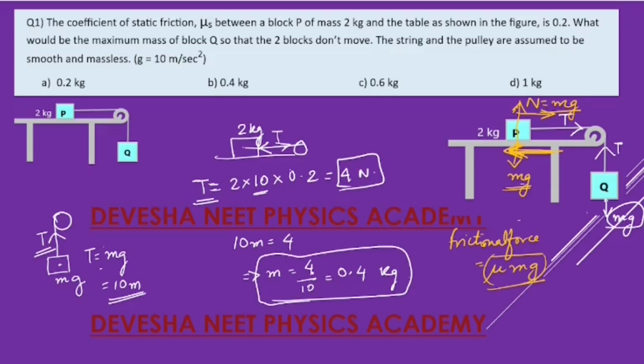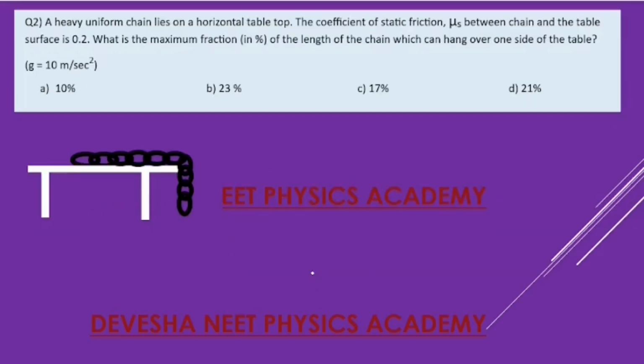Okay, let's move to the next question now. In this question, it's given that there is a chain here, partly hanging and partly on the table. Now what will happen? Imagine there is no friction; fortunately, there is a friction acting on this, right?